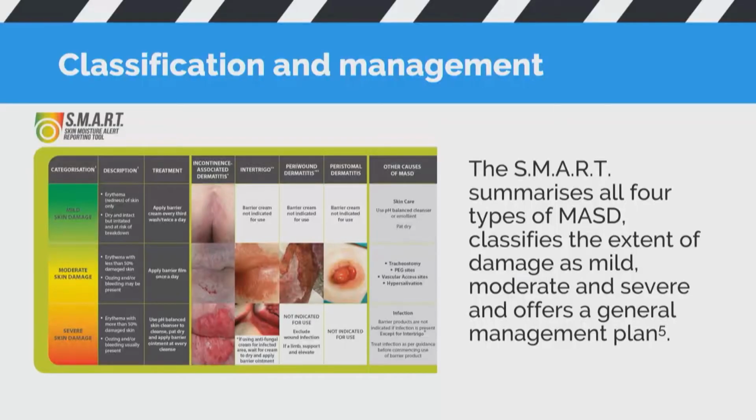So what's the answer? There is a new resource that would help us to classify and manage moisture-associated skin damage in clinical practice. This is the Skin Moisture Alerts reporting tool, and as a valuable resource it summarises all 4 types of MASD that I've already talked about, and it classifies the extent of damage as mild, moderate and severe. It's much easier to use in clinical practice, and we're not involving numbers and letters, so it's much more straightforward. And this resource also offers a general management plan.